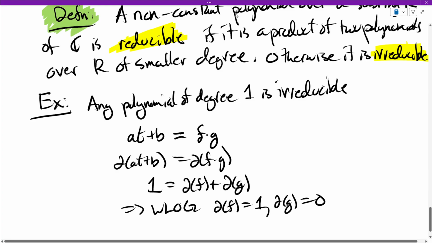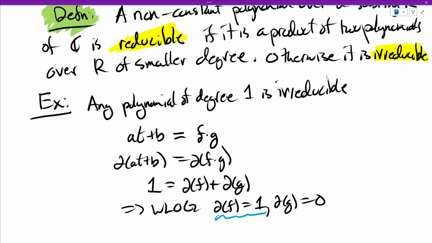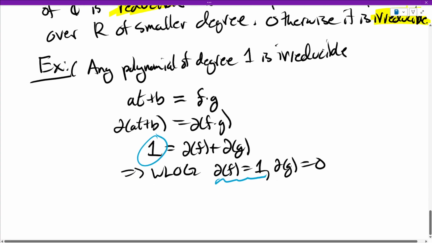So this would tell us then that the degree of f is also 1. So at plus b cannot be written as a product of polynomials of smaller degree, because the degree of f is the same as the degree of at plus b. So it's not smaller. All right, so all linear polynomials are irreducible. That's our example A.